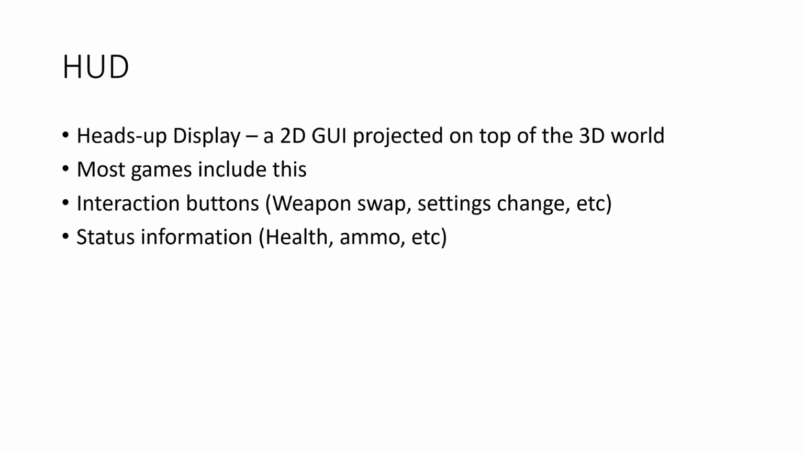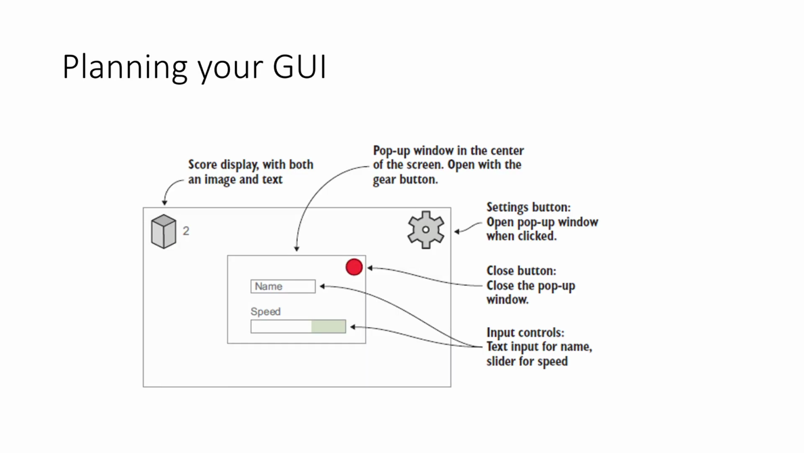Most games have this, and they have lots of different things that you can do with the GUIs. You can interact with things. You can have weapon swaps, change your settings, resolutions, whatever. They'll also have status information like your health, your ammo, these sorts of things. So this is called a HUD, or heads-up display. It's a very common term in games. I'm sure you've heard it before if you're a gamer.